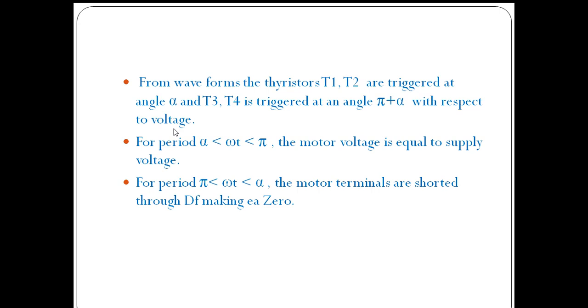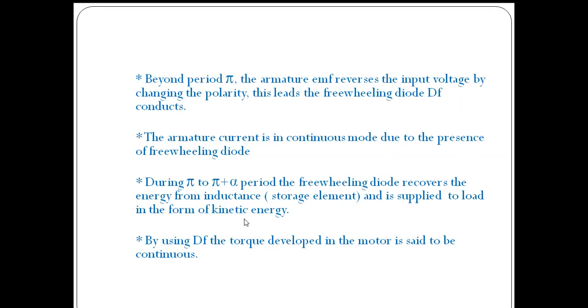And as we know, in full wave controlled converters, T1 and T2 are triggered at alpha and T3 and T4 are triggered at pi plus alpha. For the period alpha to pi, the motor voltage is equal to the supply voltage. For the period pi to pi plus alpha, the motor terminals are short circuited through the freewheeling diode, making zero voltage across the motor armature circuit.